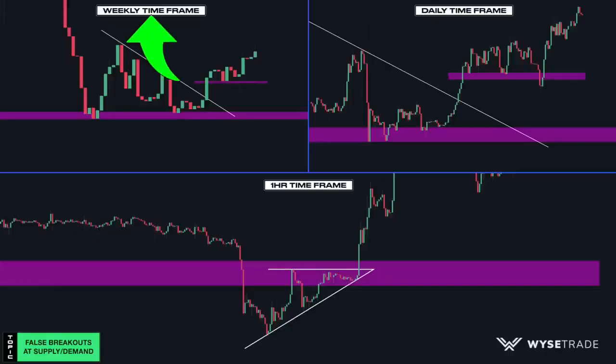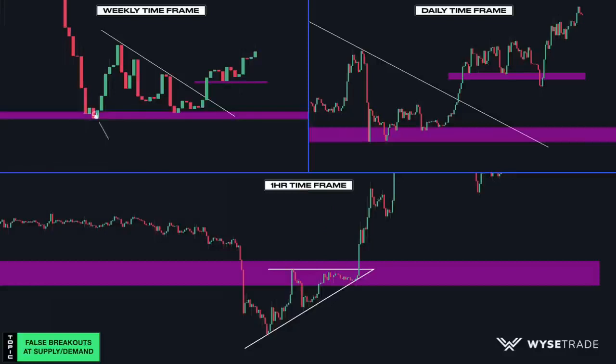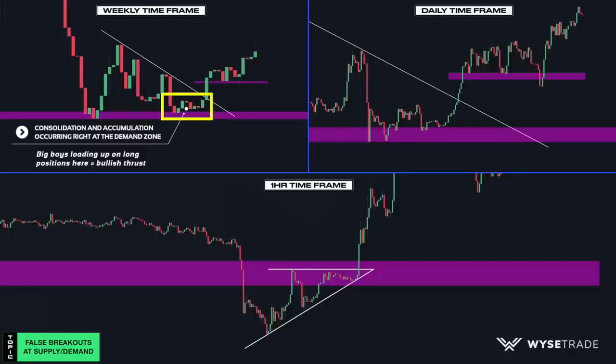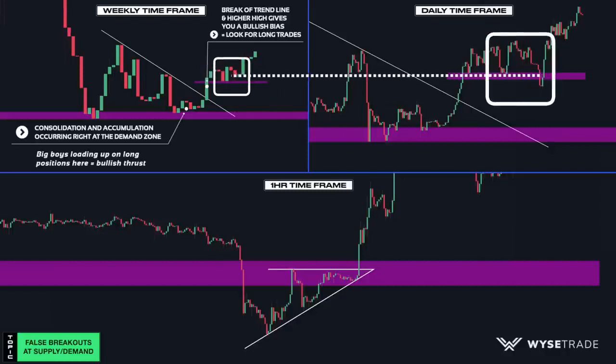The top left is the Ether weekly, the top right is the Ether daily, and the bottom is the Ether 1 hour time frame. Remember that this is a monthly demand zone we previously showed you. This demand zone was also recently respected here, close by to the left. As price came back down to this key demand zone, you had consolidation and accumulation occurring, followed by a break of the trend line and higher high, giving you a very clear bullish bias, meaning you want to look for long trades. So you then look inside of this area for a long continuation trade on the daily time frame.